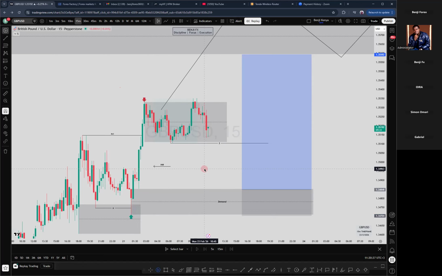Simple as that. I can address some one, two, three, four questions now before we end the session, but that's the core principles of supply and demand trading. I usually include other ICT strategies also, to have a refined strategy that can give me a win rate of around 60, 70, up to 80%.